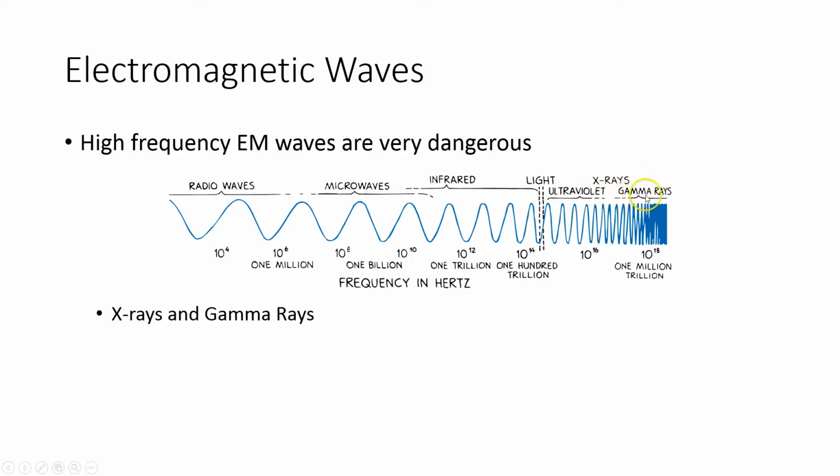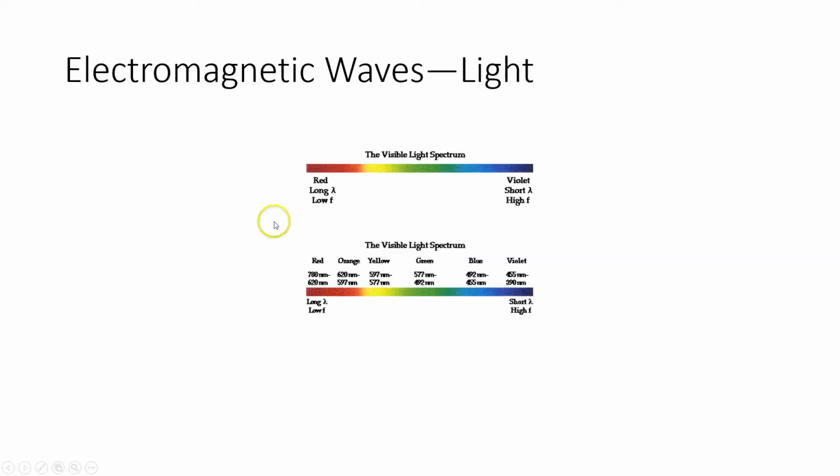Nuclear bombs, when they go off, produce a tremendous amount of gamma rays. There are lots of gamma rays in space, where we're not protected by the Earth's atmosphere from cosmic rays. The light that you see is also an electromagnetic wave.